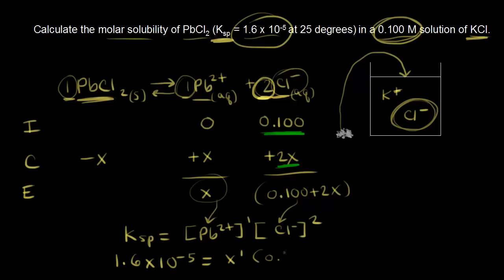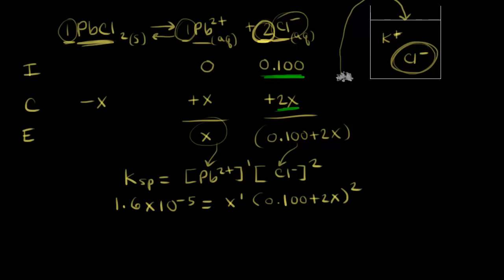So we have 0.1 plus 2x squared. So next we have to solve for x. Right? So on the left side we have 1.6 times 10 to the negative 5 is equal to x to the first. And over here, 0.1 plus 2x, we could do that math, but to make our lives easier, we usually make the assumption that x is really small compared to 0.1. And if x is really small compared to 0.1, 0.1 plus 2x is approximately the same as 0.1.